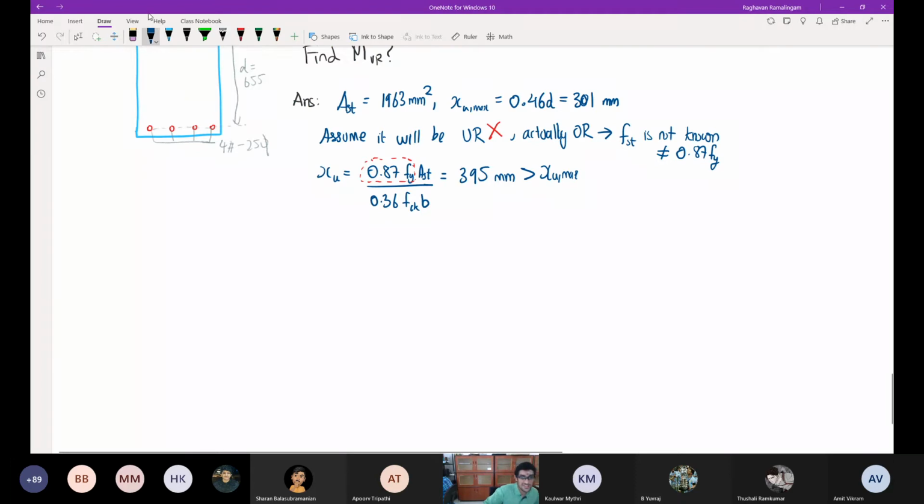Iteration 1. This iteration is basically to find Fst and the actual XU. Because you assumed it is under reinforced, calculated and found out it's over reinforced, this XU is not correct, because this formula can be used only if it is under reinforced. If it is an over reinforced beam, this formula is not valid. So you will have to carry out an iteration process.